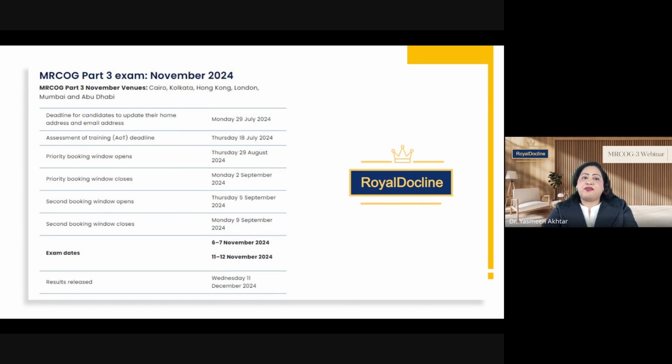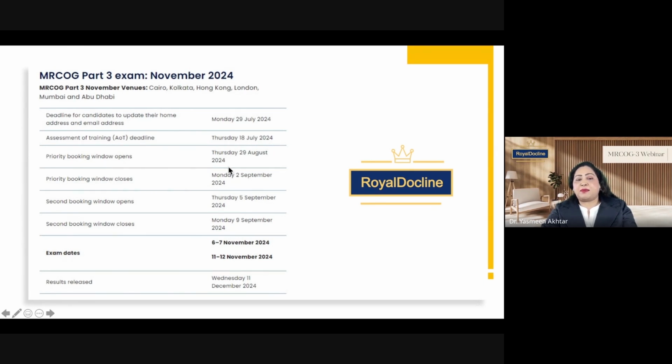You have to know where you want to appear for this. These are the exam venues like Cairo, Kolkata, Hong Kong, wherever you want to appear. Then there is the deadline for candidates to update their home address and email addresses. This is the date. Then there is the assessment of training deadline, this is the date. And then the priority booking window opens.